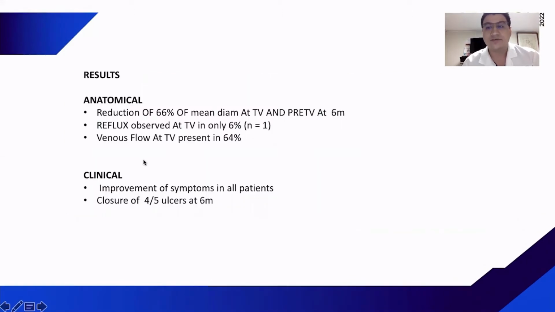Anatomical results: we found a reduction of 60% of mean diameter at the terminal valve and preterminal valve of the GSV at 6 months. Although venous flow was observed in 64% of our patients, reflux was only observed in 1 of the 17 GSVs treated. Clinical improvement of symptoms in all patients was obtained, and closure of 4 out of 5 ulcers at 6 months.